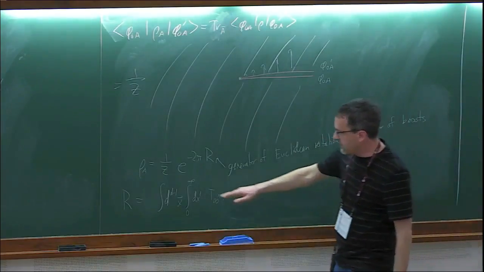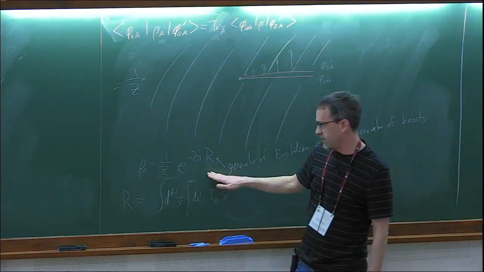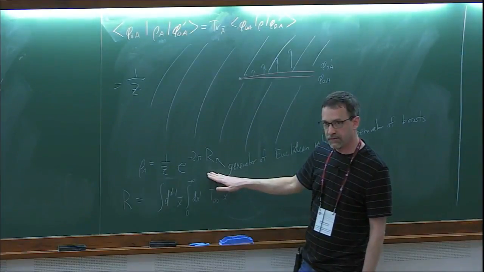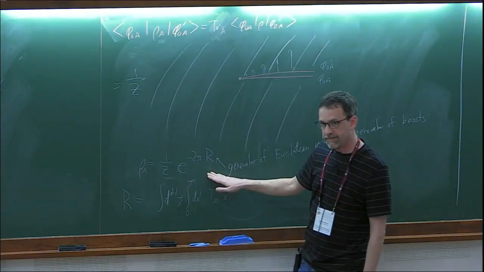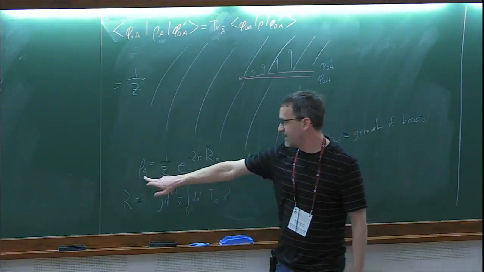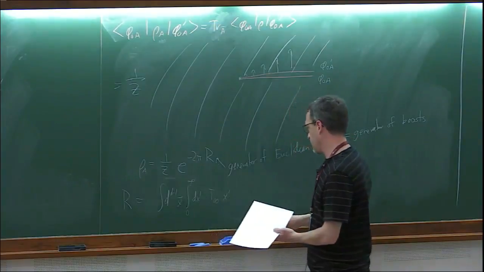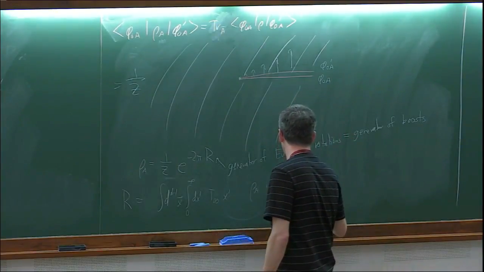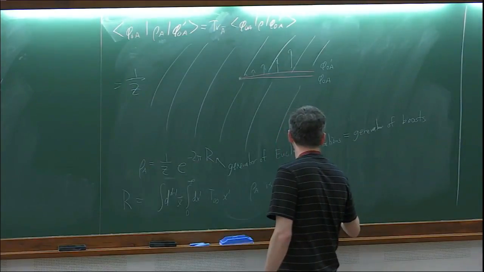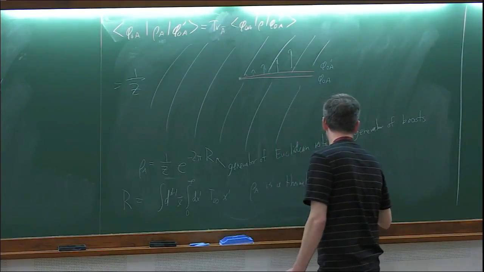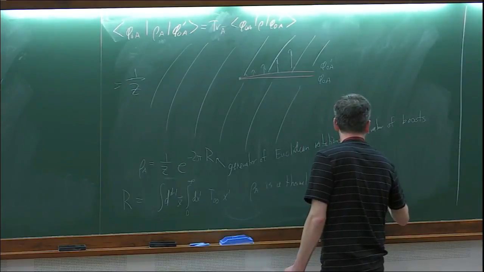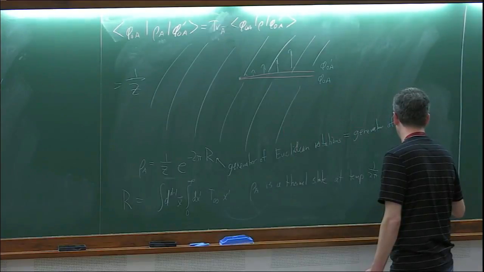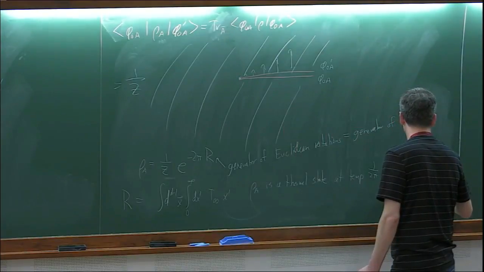Now, when you look at this, it should look somewhat familiar. This is not just some random state. This has the same form as a Gibbs state. So that means that this state, rho sub A, is a thermal state at a temperature 1 over 2 pi with respect to the Hamiltonian R.